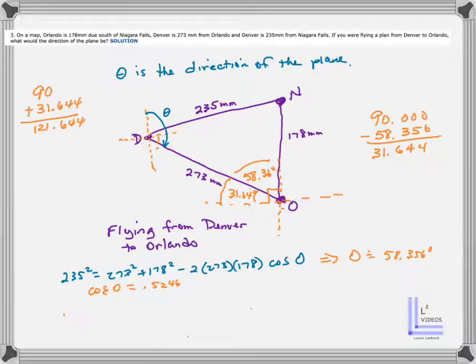Then you have to come over here and say, well, the 90 degrees from here to here plus this little angle we just found to be 31.64 degrees. When you add those up, you get 121.644, and they said 121.7, but I rounded in the middle of my problem, but that is how you find the answer.